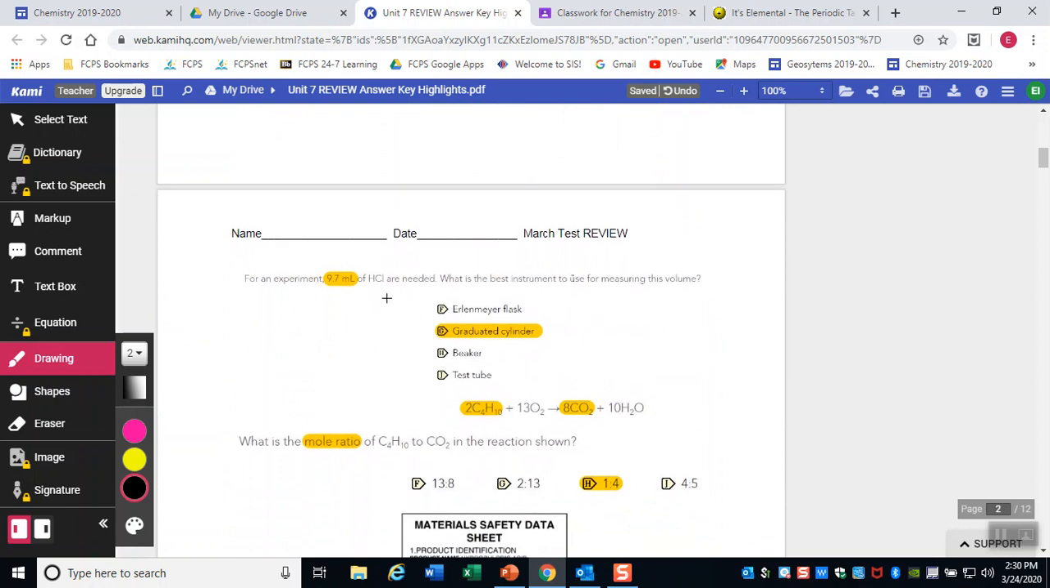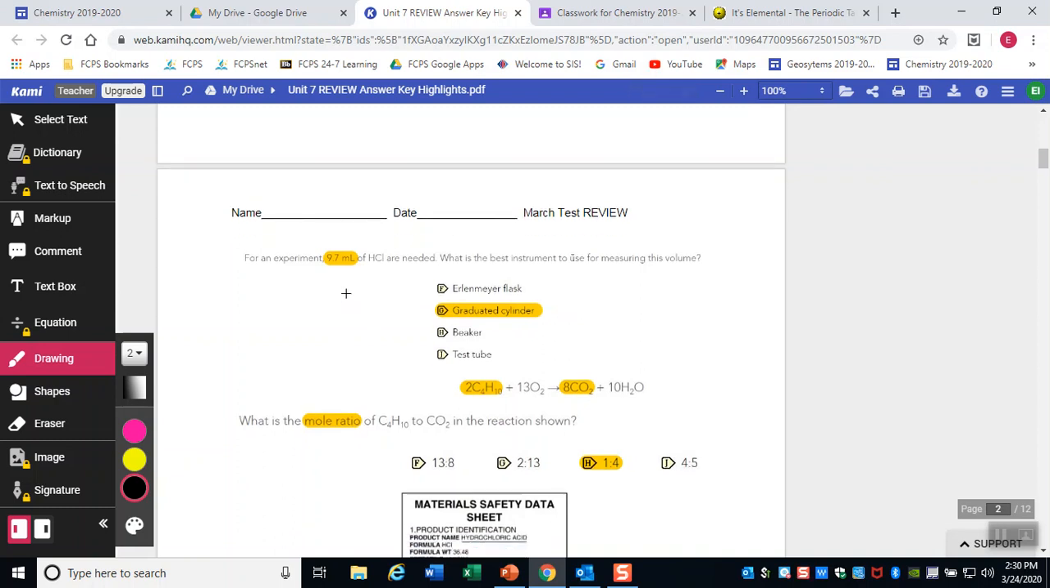Here you have hydrochloric acid, and you need 9.7 milliliters of it. So, that many milliliters, that would be a graduated cylinder. It's very precise. You want 9.7, so you want something more precise.